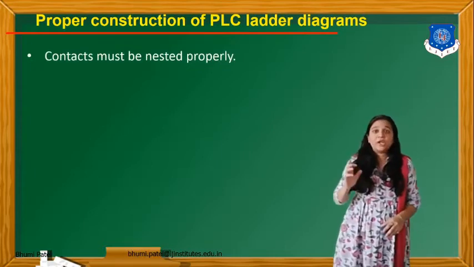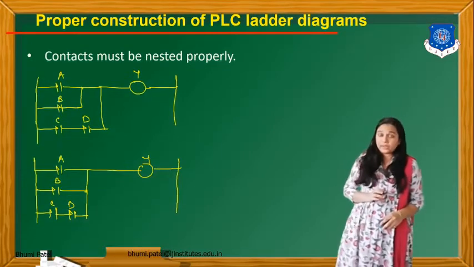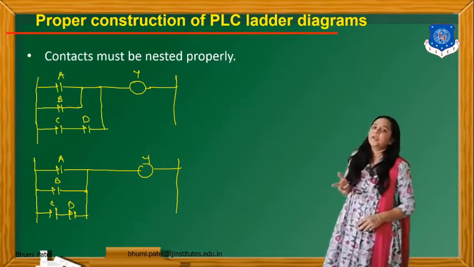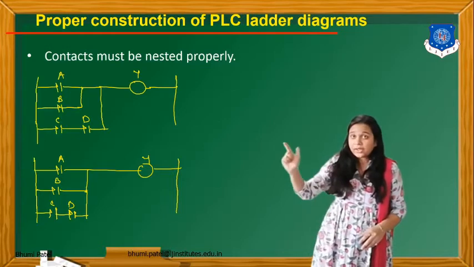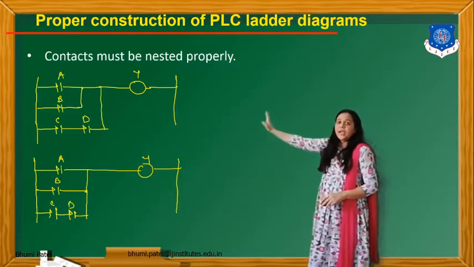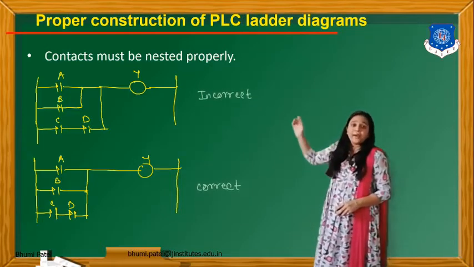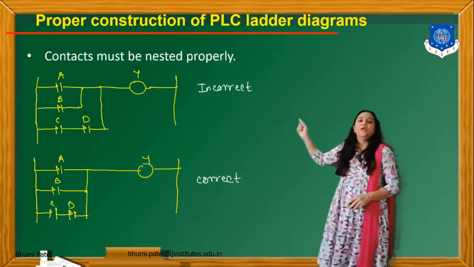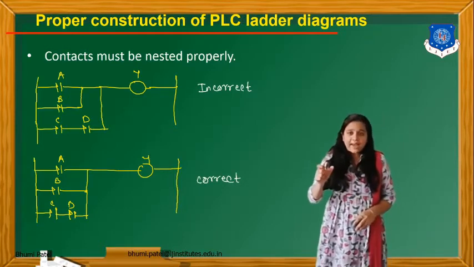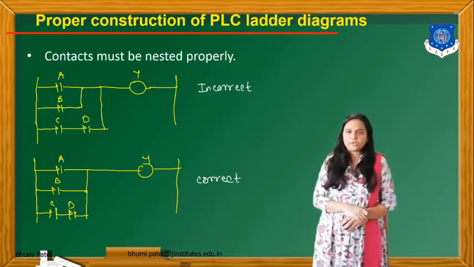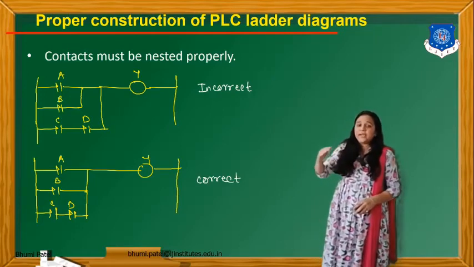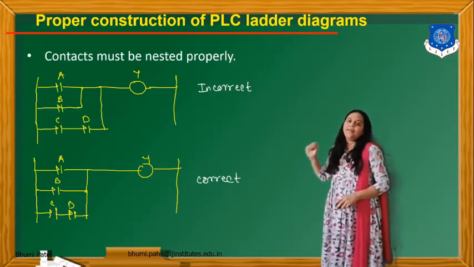The next rule is that contacts must be nested properly. Here two types of ladder diagram are given. Which one is correct and which one is incorrect? Contacts must be nested properly. Here inputs A, B, C, D are given and Y is my output. The upper diagram is the incorrect PLC diagram, and the next one is the correct diagram for the PLC solution. We cannot connect B and C, D in this manner. We can connect A, B and C, D in this parallel manner.